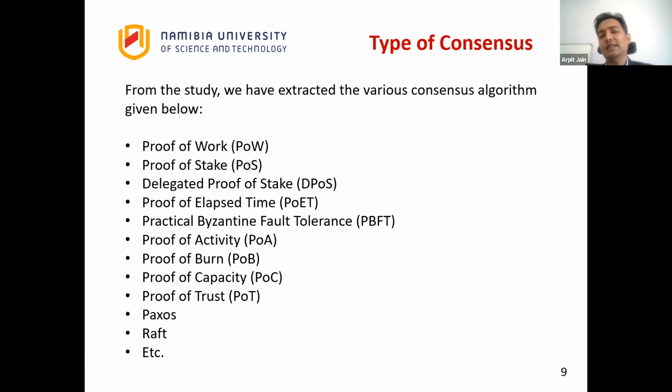So these are the types of consensus algorithms which we have extracted. This is not limited only to these. There are many other algorithms available, but these are the more popular ones, generally routinely used in the application domain. These are proof of work, proof of stake, delegated proof of stake, proof of elapsed time, practical Byzantine fault tolerance, which is based on Byzantine fault tolerance, proof of activity, proof of burn, proof of capacity, proof of trust, Paxos, Raft, and many more.